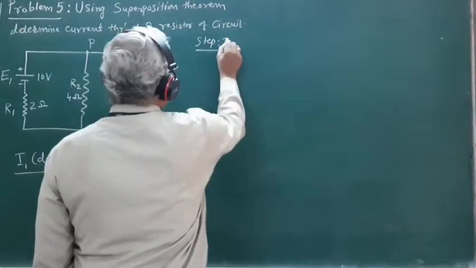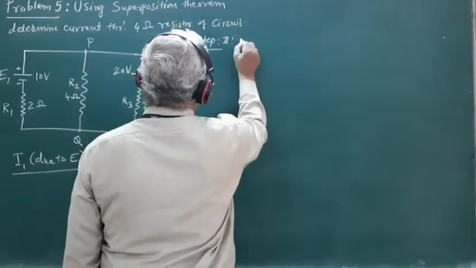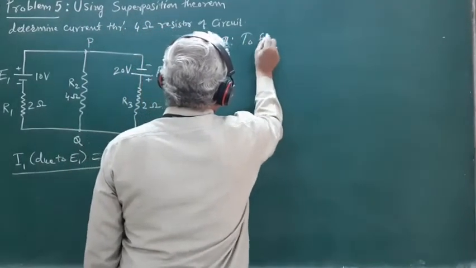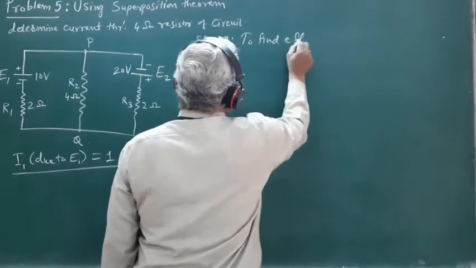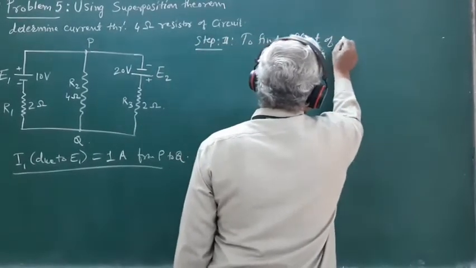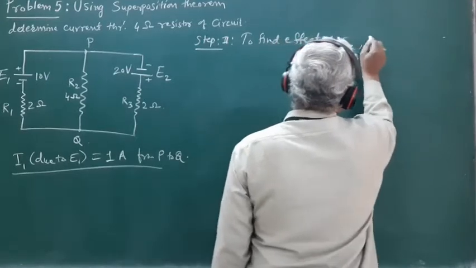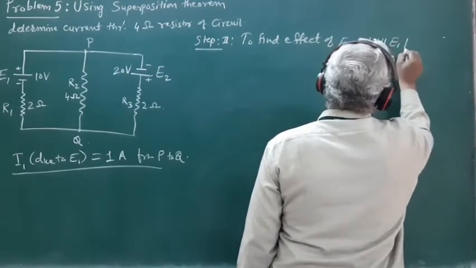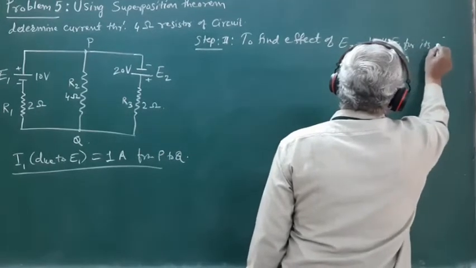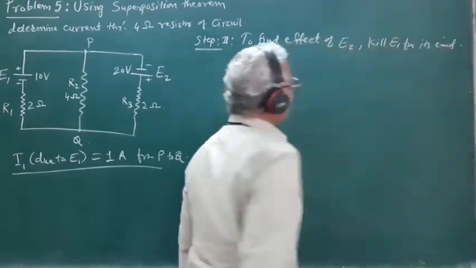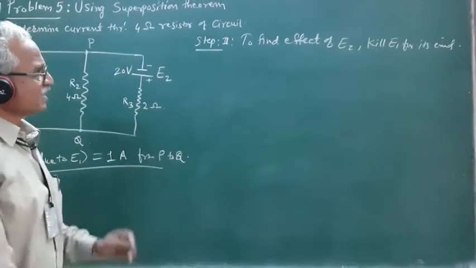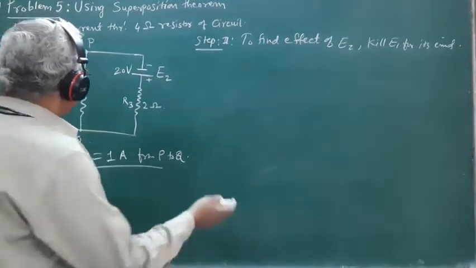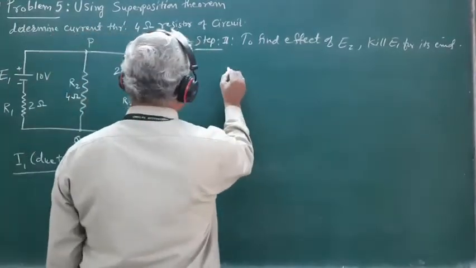So step 2 is to find the effect of E2 in E1 for its impedance, retaining its internal resistance in the circuit. The network we get will be of this type.